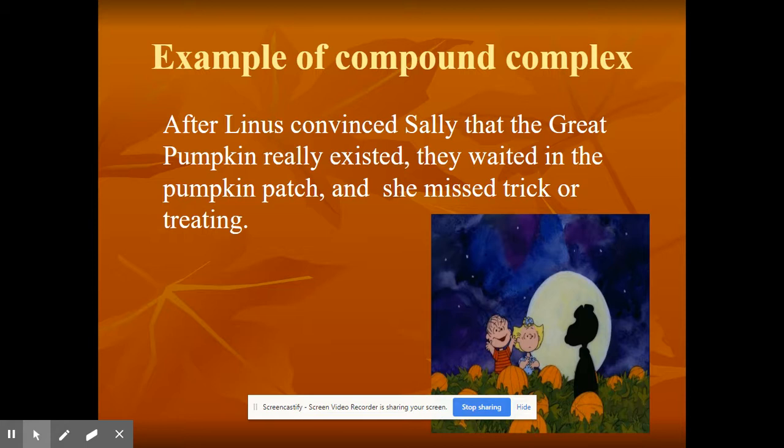An example of a compound complex sentence would be: After Linus convinced Sally that the great pumpkin really existed, they waited in the pumpkin patch and she missed trick-or-treating. Remember, a compound complex sentence has at least one or more dependent clauses. We have our subjects, we have the verb, they're waiting, and we know we have to have the independent clause, and the dependent clause has to go with it because it can't stand on its own.